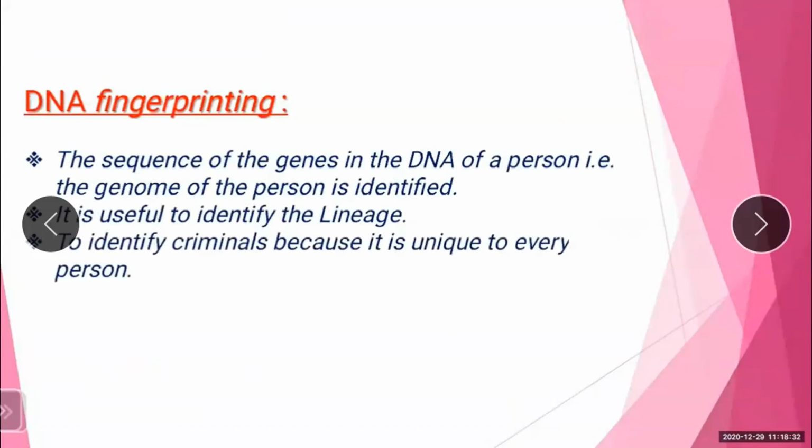The sequence of the genes in the DNA of a person is called a genome. So by the DNA fingerprinting technique, a person's genome is identified. Yes or no? It is also used to identify the lineage and to identify criminals, because it is unique to every person.